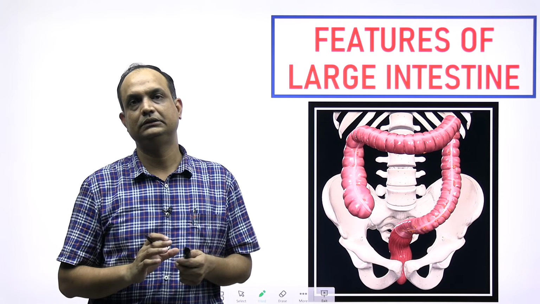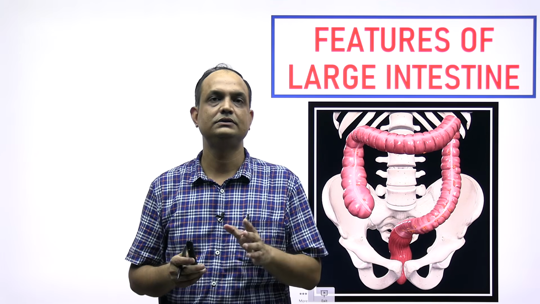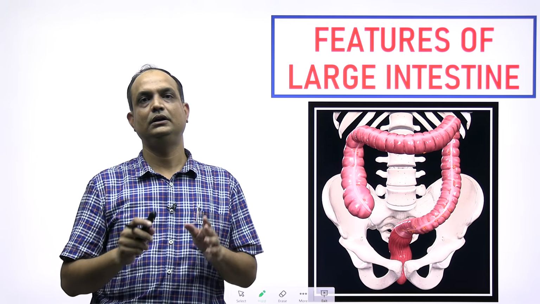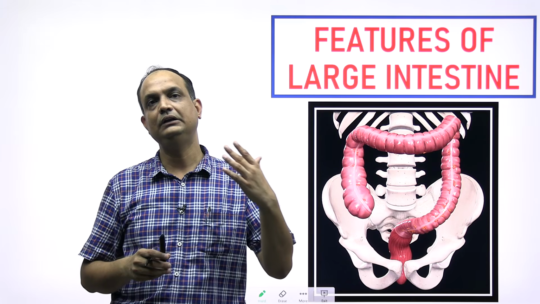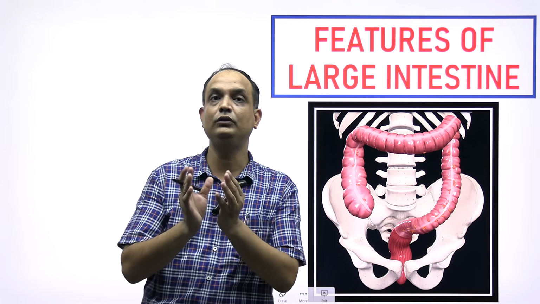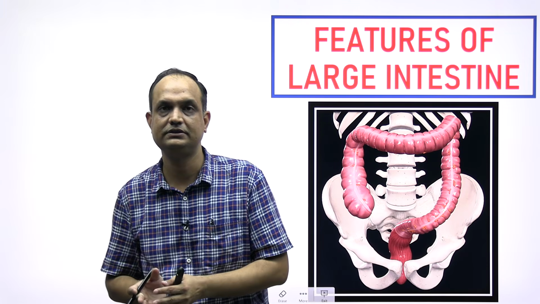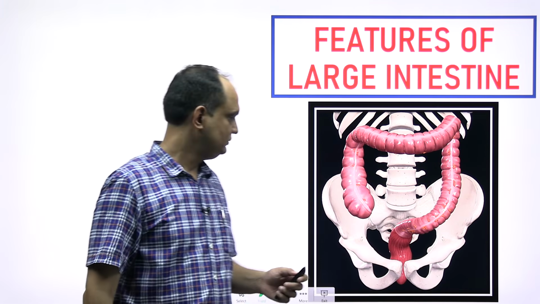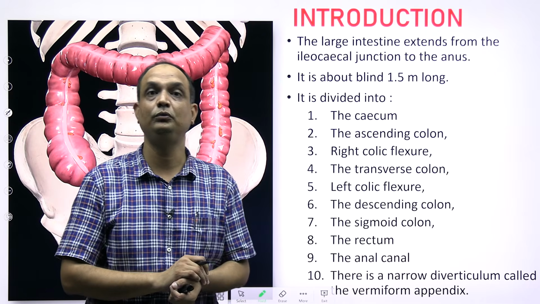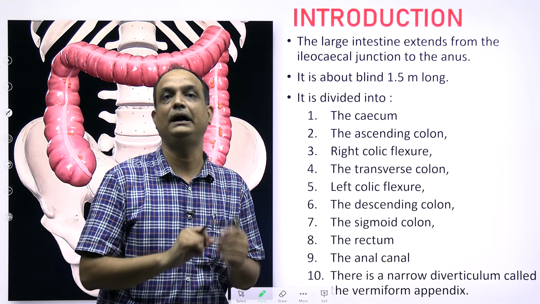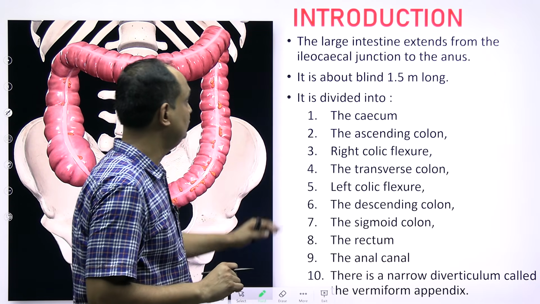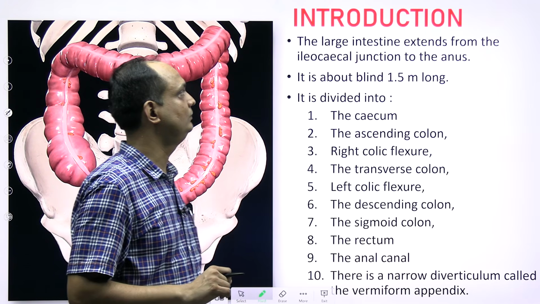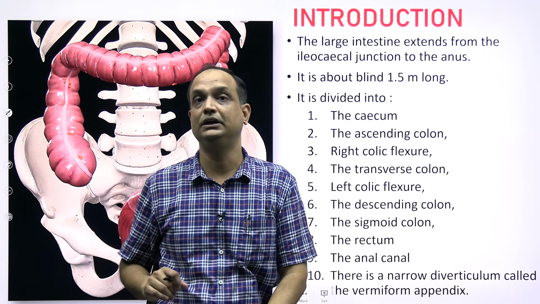Whenever you are reading the colon, you should first have the idea of the embryological basis of the development of the colon. Then we will have the differences, how you will differentiate the large and small intestine, and what are the characteristic features of the large intestine. So let us discuss what you mean by the large intestine, or what are the parts of the large intestine. The large intestine extends from the ileocecal junction to the anus.